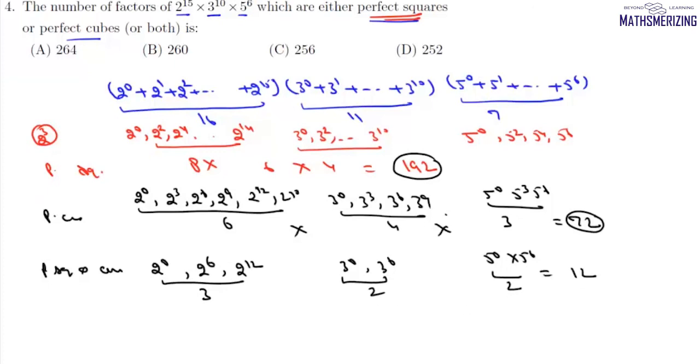So the total number of factors which are either perfect squares or perfect cubes will be 192 plus 72 minus 12, and that comes out to be 252, and that's your option D.